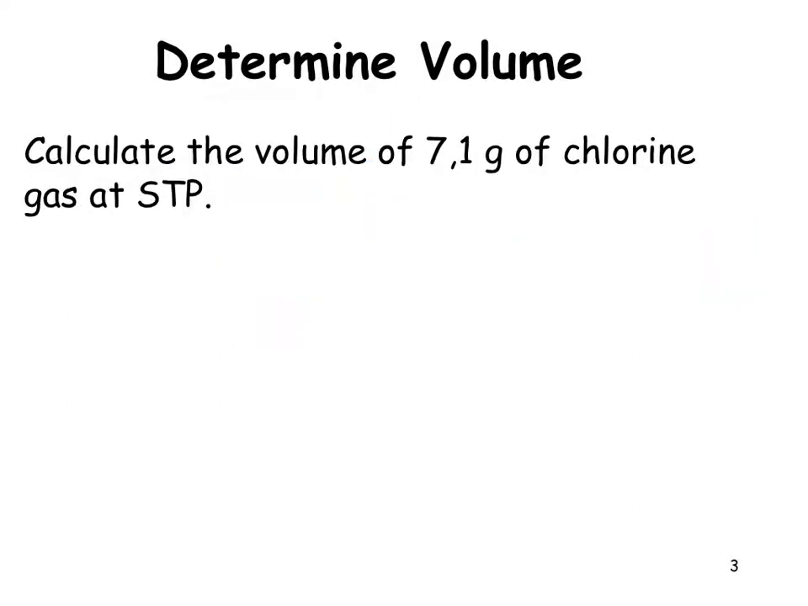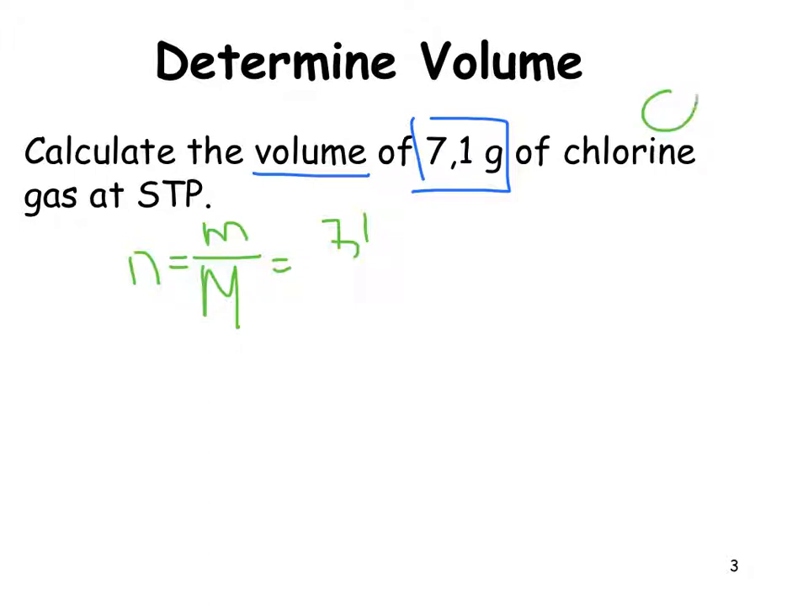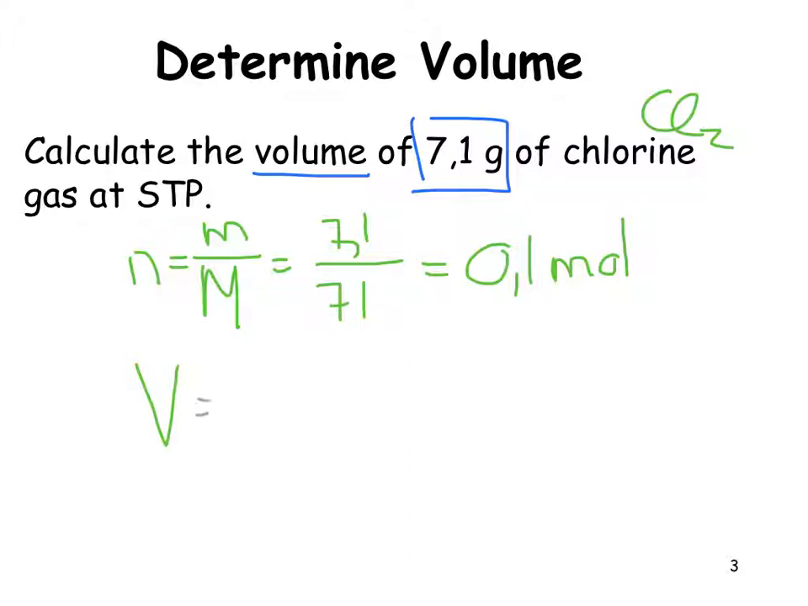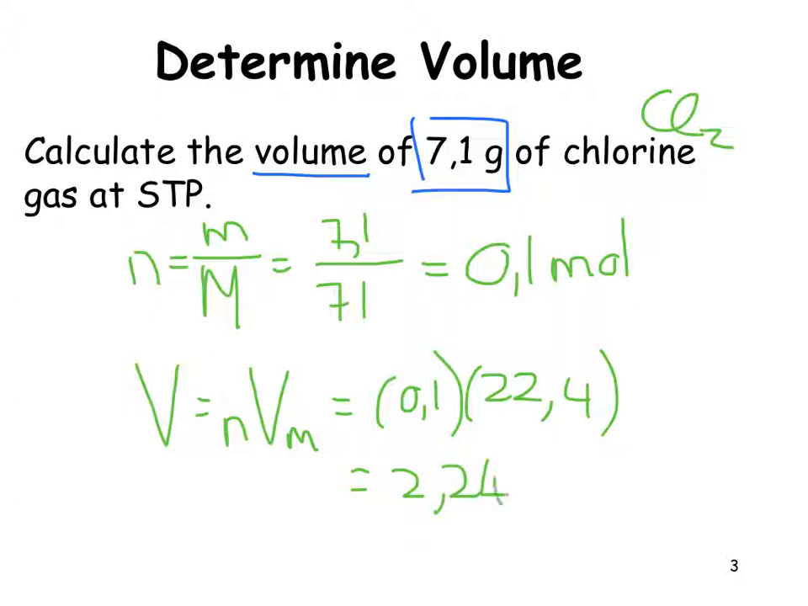What about 7,1 grams of chlorine? We're looking for a volume, but we've been given a mass. What are we going to do with that? We're going to go number of moles is equal to mass over molar mass, which is 7,1 over, and chlorine gas, remember, is Cl2, so it's 35,5 plus 35,5, which is 71. I get 0,1 moles. Then I can say the volume is equal to number of moles times molar volume, which is equal to 0,1 times 22,4, and I land up with 2,24 decimeters cubed.